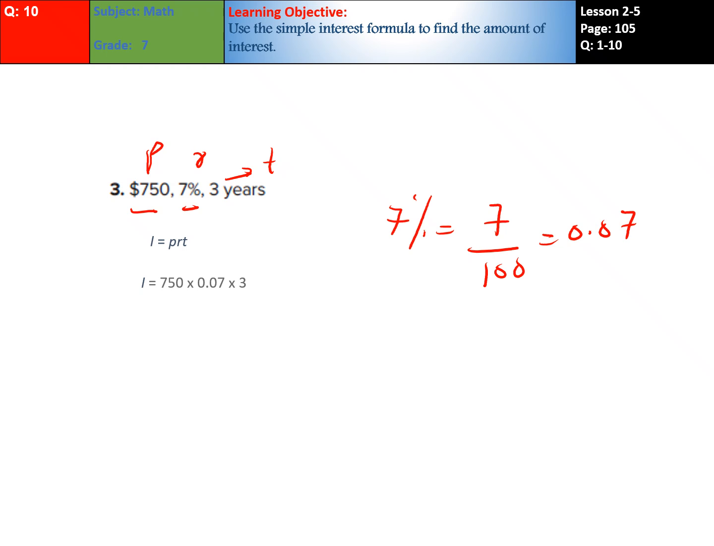Here the principal amount is 750, rate is 7% and time is 3 years. Again, just multiply the three numbers. 7% means 7 over 100, that is equal to 0.07, and then by multiplying these three numbers it is 157.50. So what is the interest? $157.50 in 3 years.